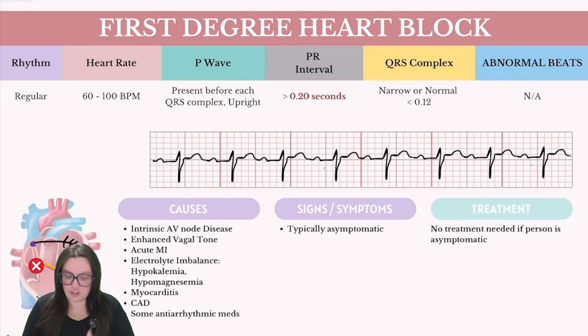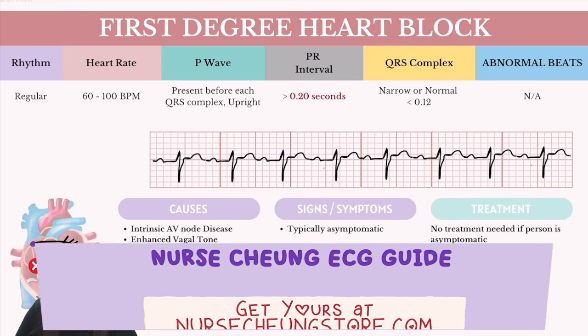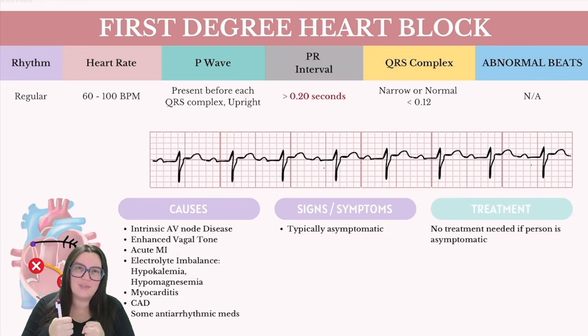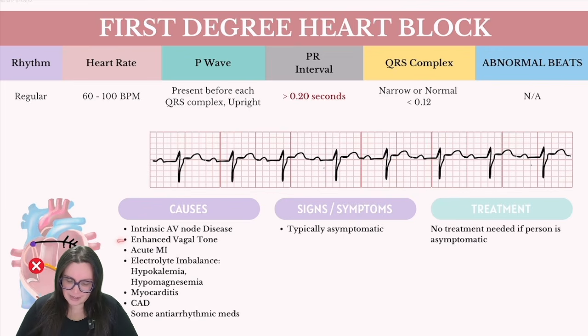So what are some of the causes that you might see? Well, there could be an intrinsic AV node disease. Like we talked about, the AV node is that node that slows down the information getting down to the ventricles. It gives it a little bit of time for that atria to really contract and get as much blood into those ventricles as possible before the ventricles ultimately do their contraction. We could see an enhanced vagal tone, maybe even acute MI could be taking place. Electrolyte imbalances are huge. Anytime you see any kind of irregularity when it comes to ECGs, check your electrolytes, see what's going on. You could have myocarditis, you could have CAD, or you could even see some antiarrhythmic medications that could lead to this delayed process.